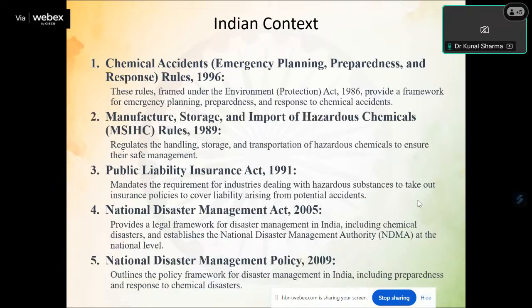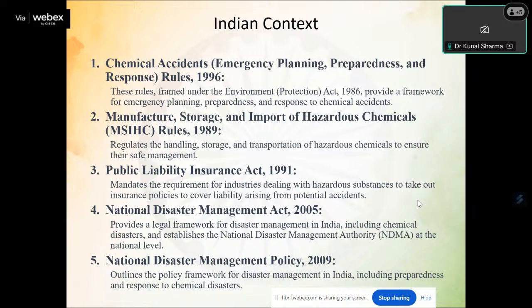Now, for the Indian context, there are certain rules and regulations which directly or indirectly govern chemical disasters. First is CAEPPR, that is the Chemical Accidents Emergency Planning, Preparedness and Response Rules, 1996. These rules were framed under the Environment Protection Act 1986 and provide a framework for emergency planning, preparedness and response to chemical accidents. Basically, this rule was framed after the Bhopal gas disaster in 1984, wherein we didn't have any proper mechanism regarding emergency planning and preparedness for chemical accidents. So this rule comes into frame so that if there is a chemical accident, incident, leakage, blast or explosion, how to mitigate it, and it majorly focuses on this part.